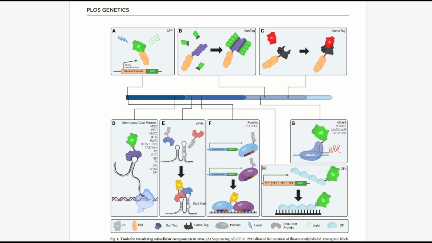Llama tags are another protein tagging system, allowing for faster visualization in vivo due to their use of already mature fluorescent proteins. Llama tags use optimized nanobody fusion proteins to directly recruit fluorescent proteins to proteins of interest. This mechanism, and that's these here, B and C, this mechanism therefore requires creation of only one transgene to be used and allows for transgenic addition of the tags into fluorescent protein expressing animals, which are now ubiquitous.